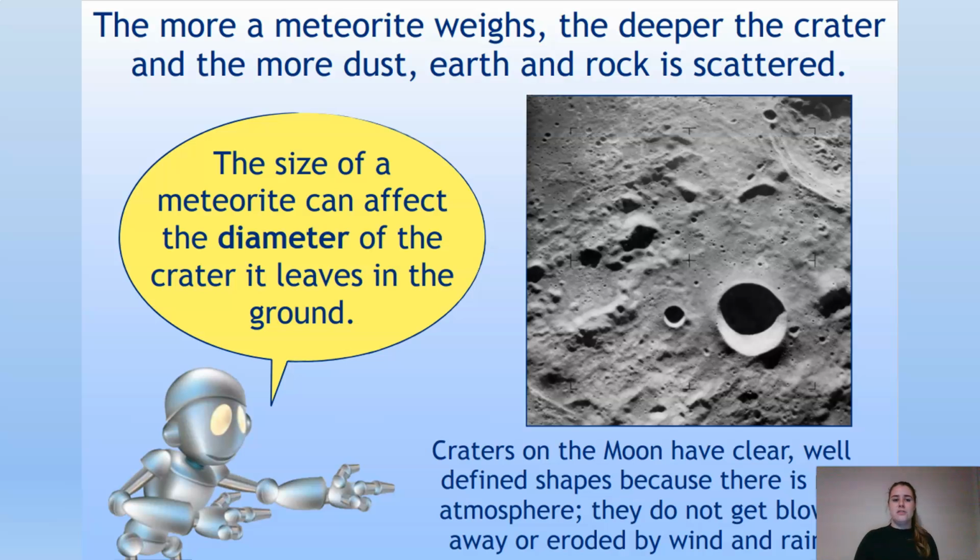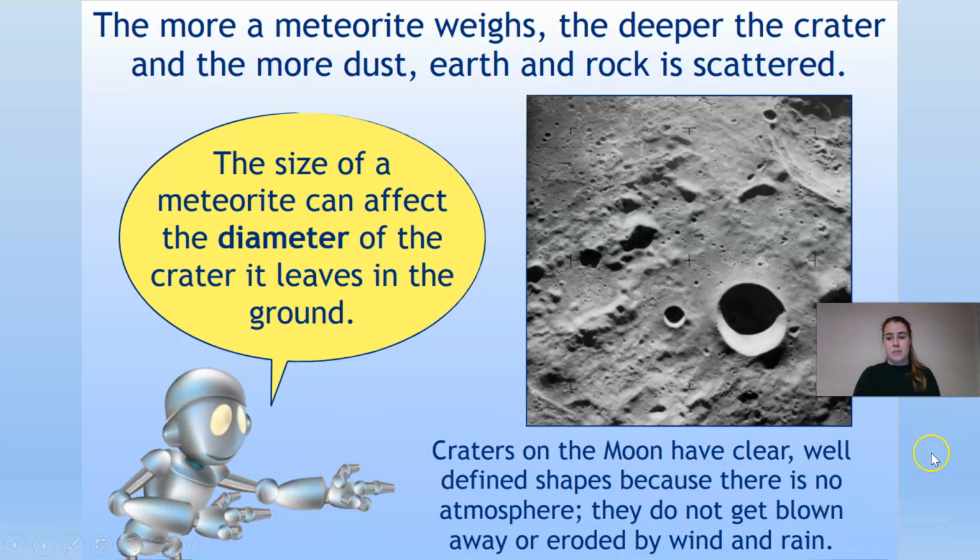Now the size of the meteorite can affect the diameter. So the diameter goes from one side to the other. So you've got the radius, which is the middle point to the one edge of the crater, and the diameter goes from one side to the other. So the size of it can affect how big it goes from one side to the other, okay?